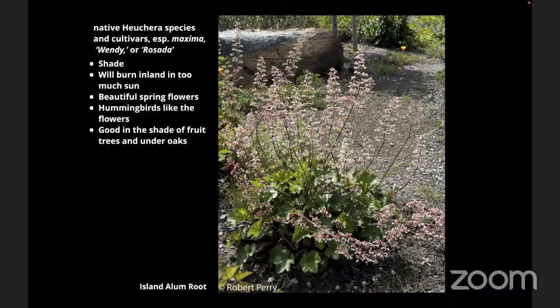These are also great plants for dappled shade underneath trees or even underneath pretty dense shade, the Heuchera or coral bells. There are many, many different species, but my favorite is one called maxima, also called island alum root, which is this. And there are cultivars of Heuchera that are more pink to red. Two favorites of mine, very reliable and easy to grow, are one called Wendy and one called Rosada. I would plant either of those if I'm looking for more of a pink to red color, depending on what I see.